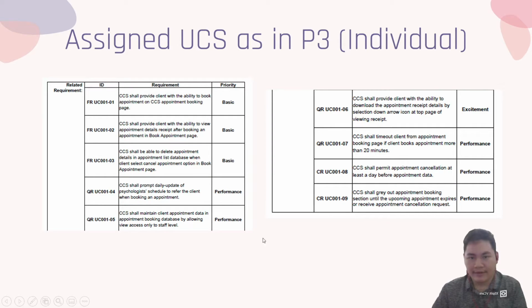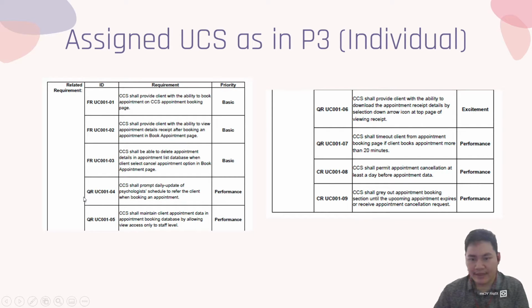Okay. For the use case specification, also include the related requirements. We have 9 requirements related to UC001. So for functional requirements, the system shall provide client with the ability to book the appointments. Second functional requirement, the CCS shall provide client with the ability to view the appointment detail receipt after client books the appointment. The third functional requirement is CCS shall be able to delete the appointment when the client requests to do so.